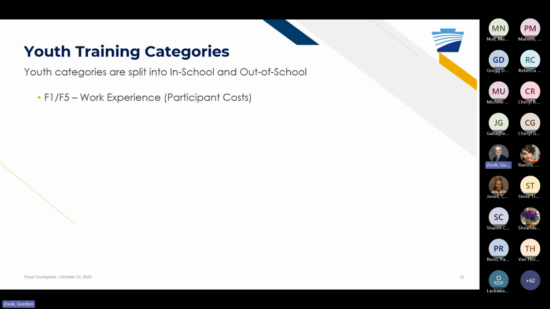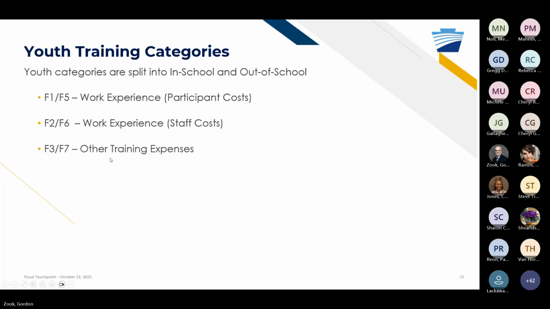F1 and F5 are work experience, the participant costs. F1, I believe, is the in-school youth, and F5 the out-of-school youth. F2 and F6 are the work experience staff costs for providing work experience. F3 and F7 are other training expenses. F4 and F8 are other staff and operational expenses.